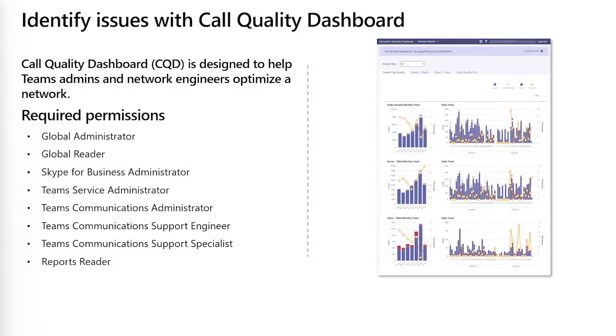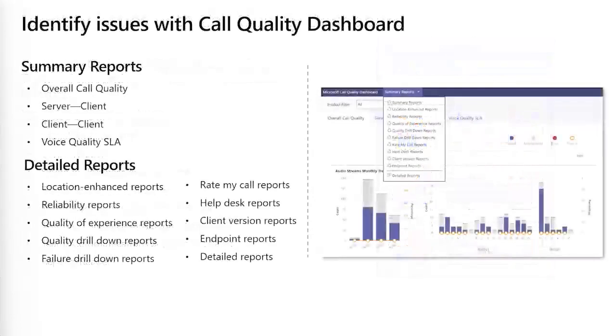And for aggregate performance information, we can use the Call Quality Dashboard. You must have one of the roles listed on the screen there, starting with global administrator, all the way down to reports reader, and we can get data pertaining to the last day, week, or month, and generate summary reports. So between server to client communication, client to client, voice quality, overall call quality. Rate my call report. So after a call, users can rate from 1 to 5 stars. And we can drill down into the reports.